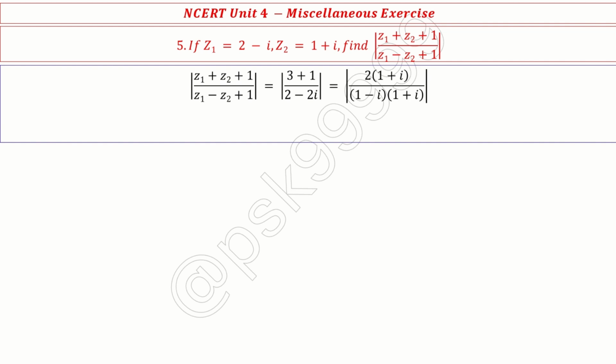By applying the conjugate of the denominator, multiplying with this, you will get the expression in terms of i, with no denominator. So the modulus of 1 plus i is nothing but square root of 2.